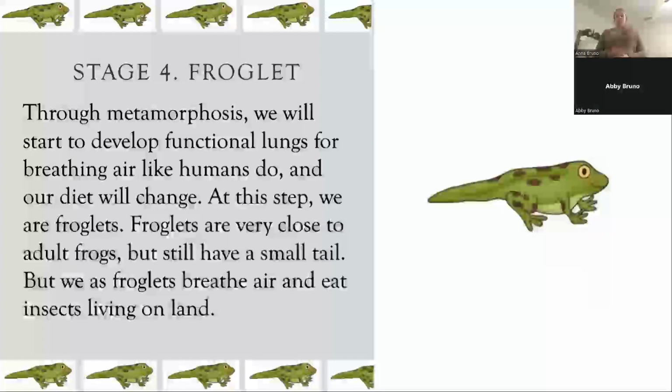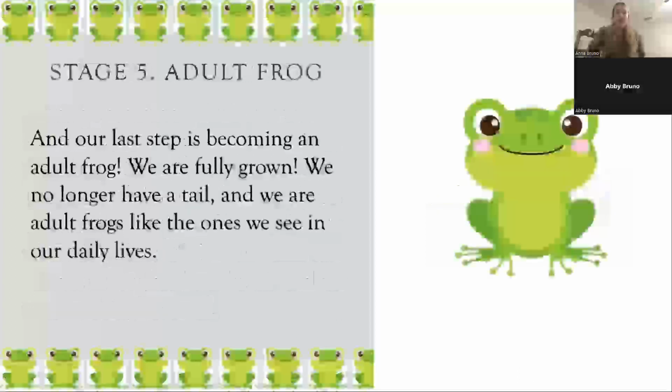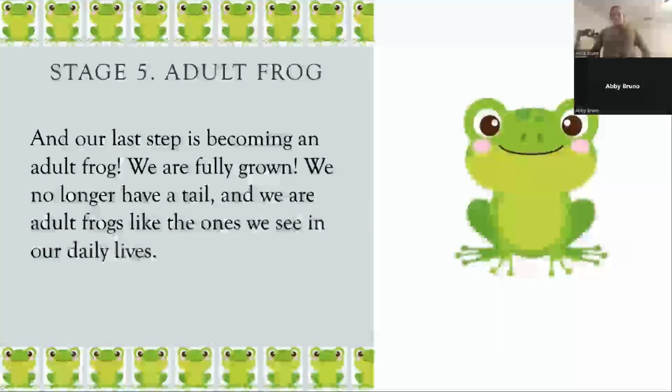Froglets are very close to adult frogs, but they still have their tail, as you can see in the picture. We, as froglets, breathe air and eat insects living on land, like you said earlier. A froglet, as well as an adult frog, will eat insects. And the last stage is an adult frog.